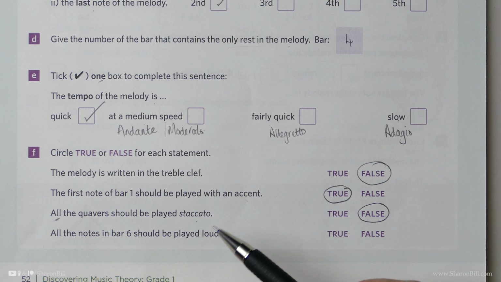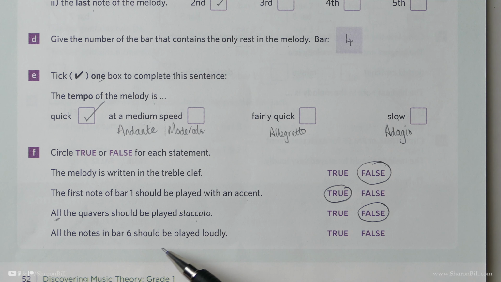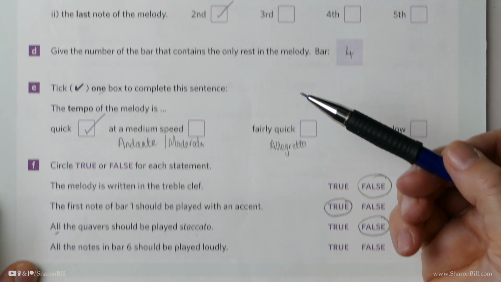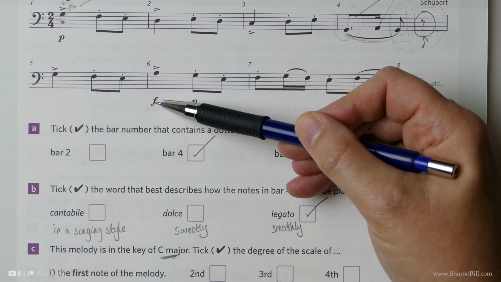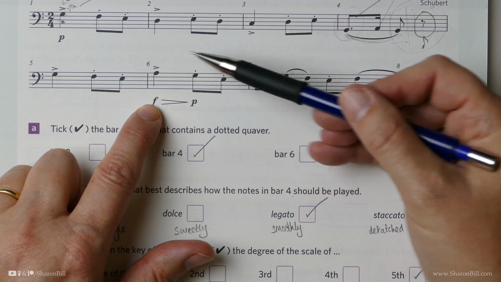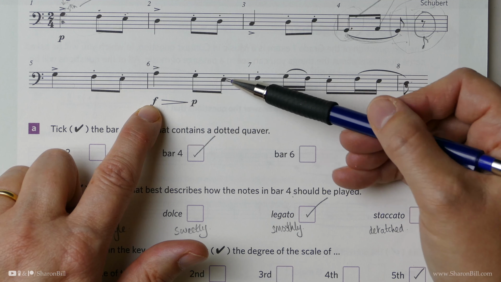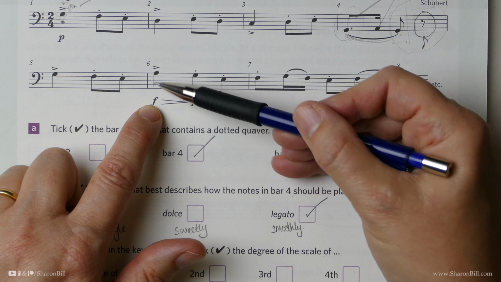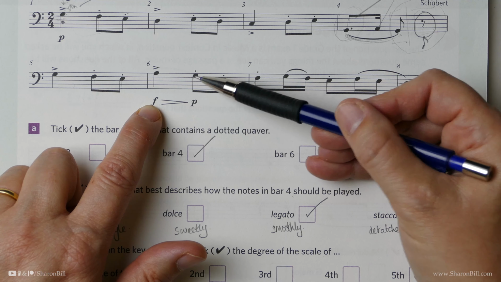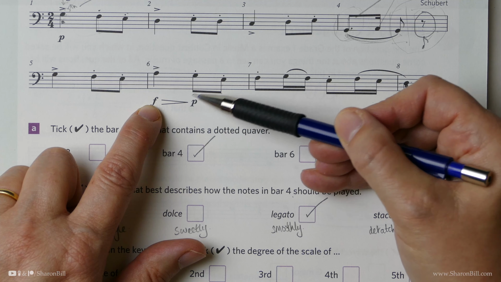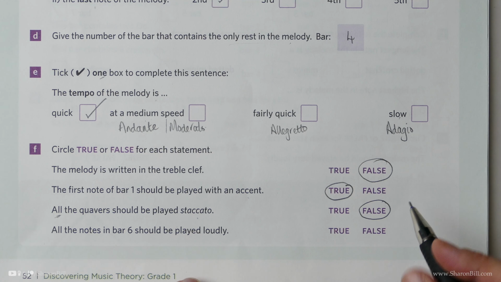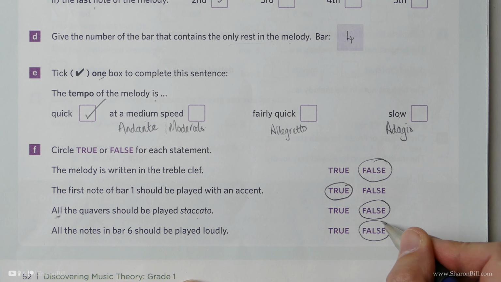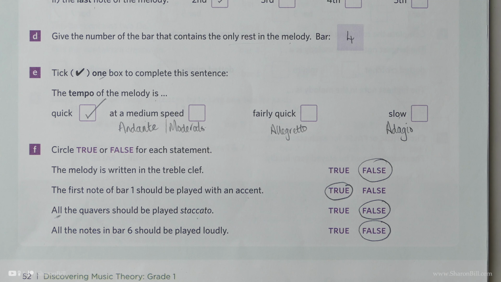And finally, all the notes in bar 6, should they be played loudly? Is that true or false? Let's look at bar 6. Well, here's bar 6, and yes, it does begin loudly, that's our forte, but that's the crotchet, and then we have quavers here, and suddenly that note has got quieter, and now these final quavers in the bar are actually piano, which means quietly, and so that is false. And that's the end of that exercise.